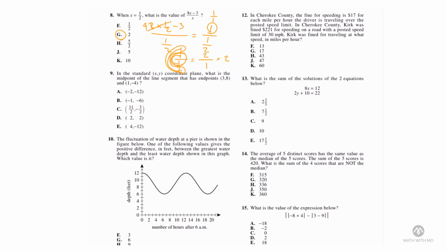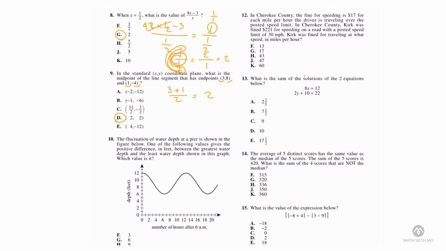In the standard xy coordinate plane, what is the midpoint of the line segment that has endpoints 3 and 8, and 1 and minus 4? Alright, so we want to find the middle point. The middle point comes from the average of the x values and the y values. So the average of the x values is 3 plus 1 over 2, which is 2. So I think we just got the answer. The only thing that has 2 is D.